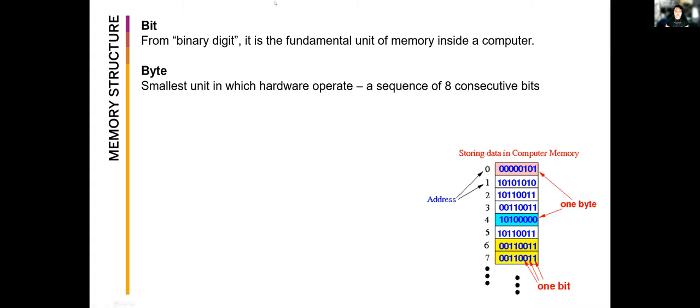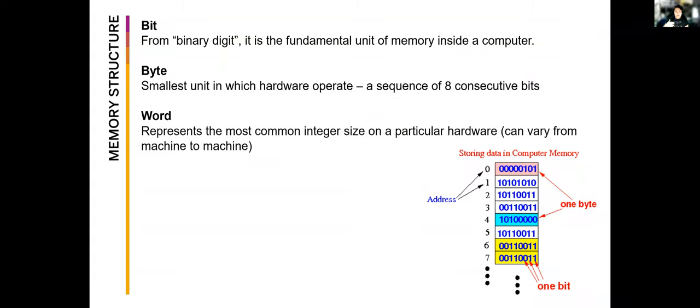Most computers don't really work on bits. Bits are more on the hardware level, so that's where the electric currents are. But operating systems and software mostly work on bytes, which are 8 consecutive bits. As you can see here, one byte has 8 bits, 00000101. We also have another layer of representation, which is the word, which is the most common integer size on a particular hardware. That means this common integer size can also vary from one machine to another.